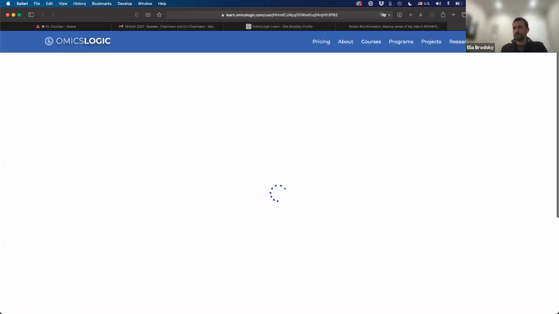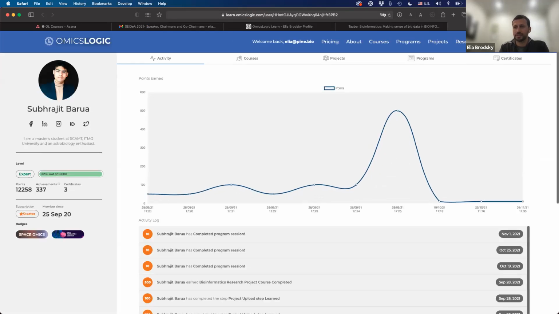All right, great. So let's take just one of these accounts as an example. Here we have an account by Subrajit, who is already an expert. How do we know that he is an expert? He's an expert, first of all, because of the activity that we can already see on his profile. So you can see that all of your activity as you go through the lessons, as you try different projects, as you try different analysis techniques are quantified.